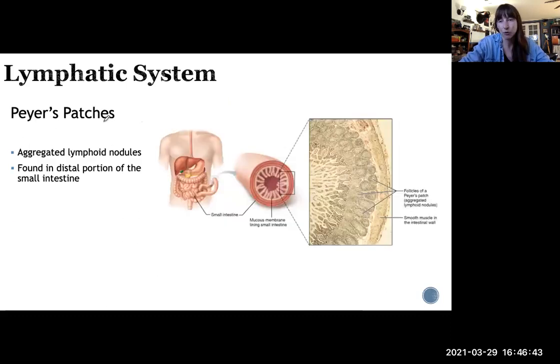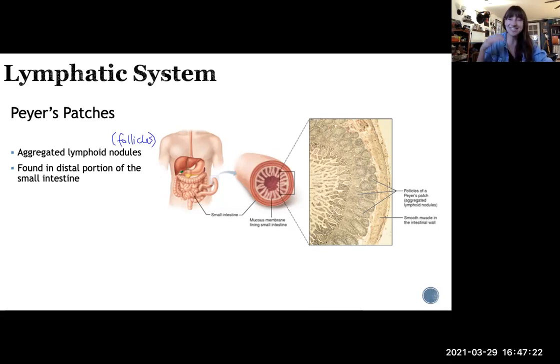Finally, the last of the lymphoid organs, Peyer's patches. So again, these guys are specific to the intestines. They're going to be inside of the mucus lining the small intestine. We can see them in this image here. All of these little granulated blobs of lymphoid tissue. Aggregated lymphoid nodules, just another word for follicles or just little places where the lymphoid tissue is congregated, or concentrated.